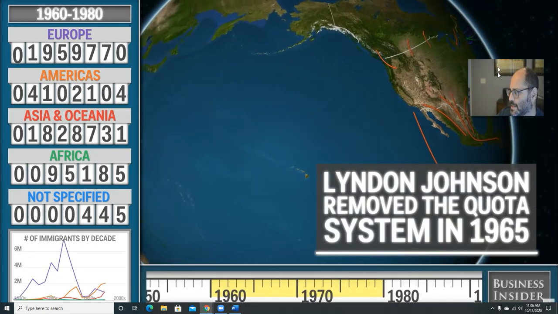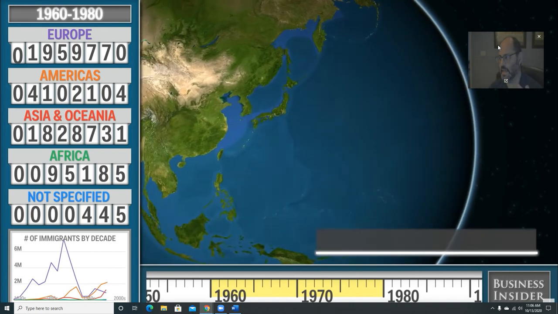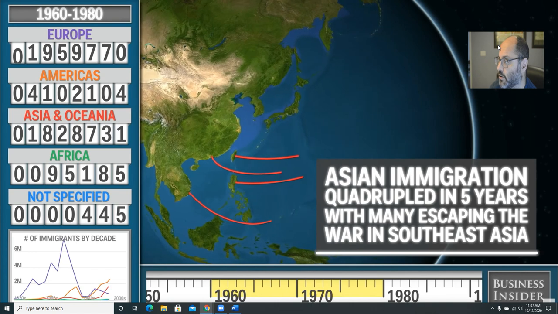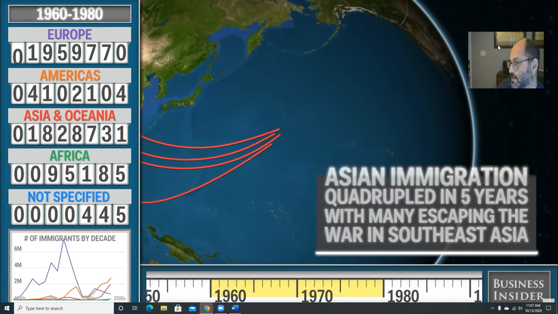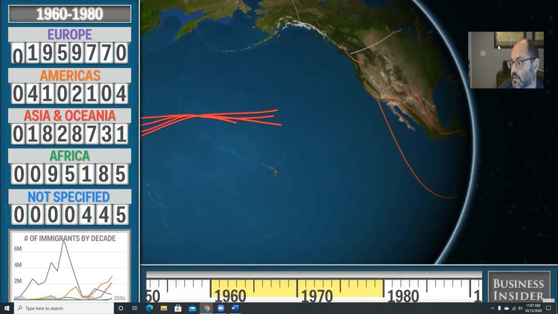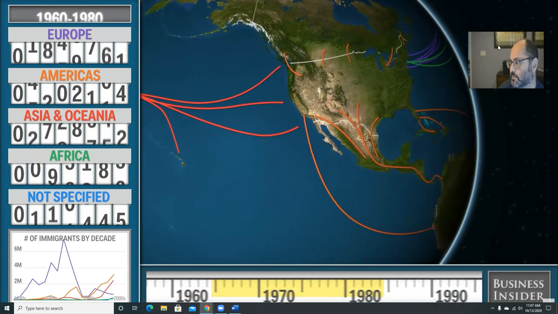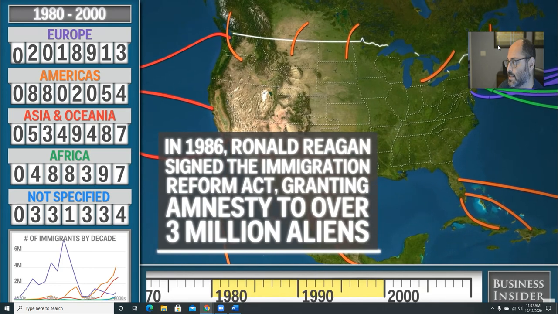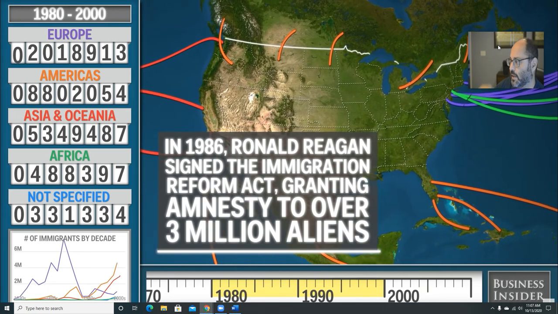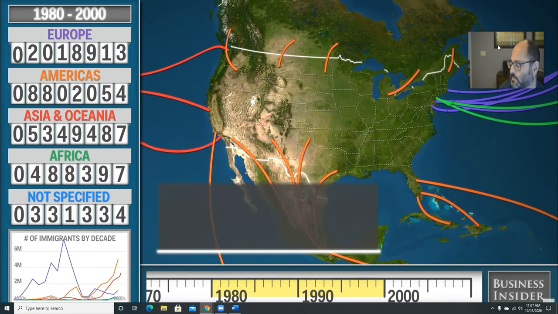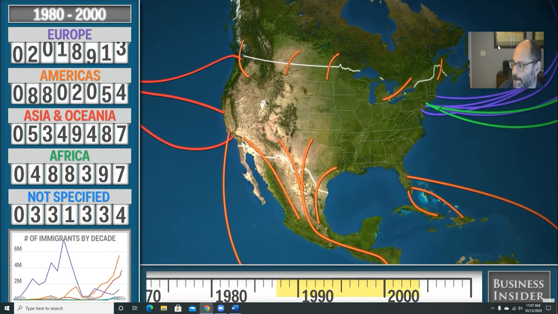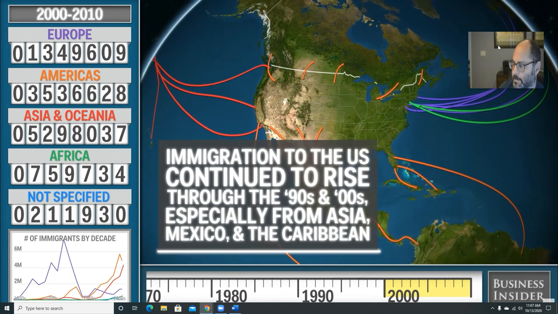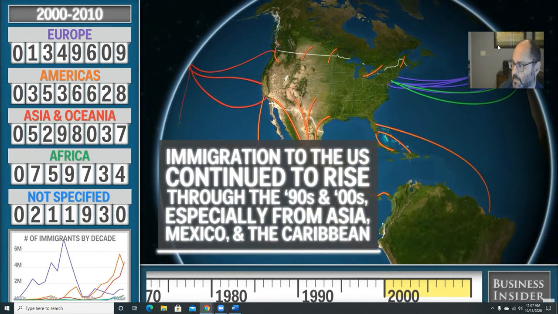But then by 1965, that removes that restriction, and that's why the Asian population has grown a lot. Like they say, in 5 years, it quadrupled from 1965 on. That's the big pattern at the end, in the late 60s to 80s, this Asian population coming into the United States. And Mexico.